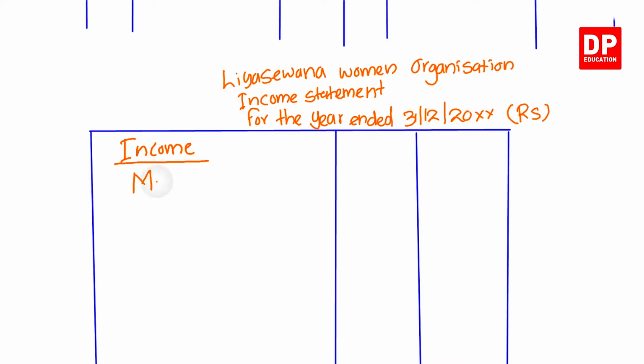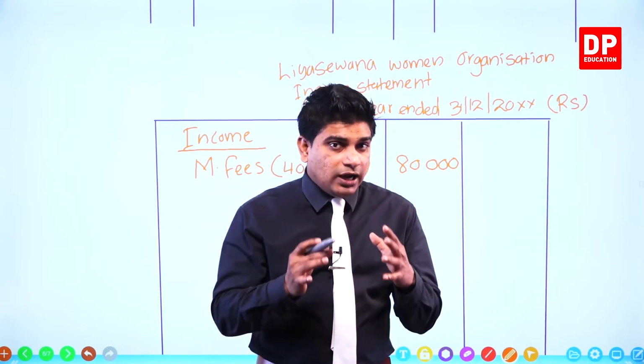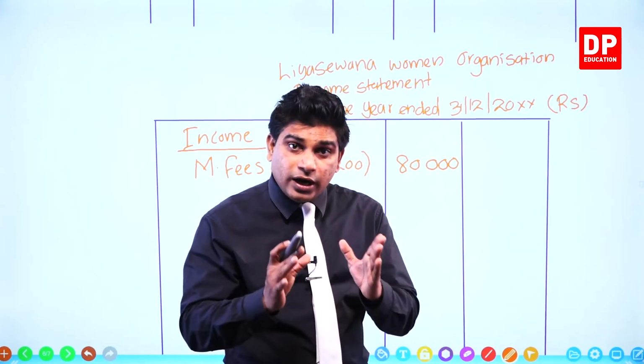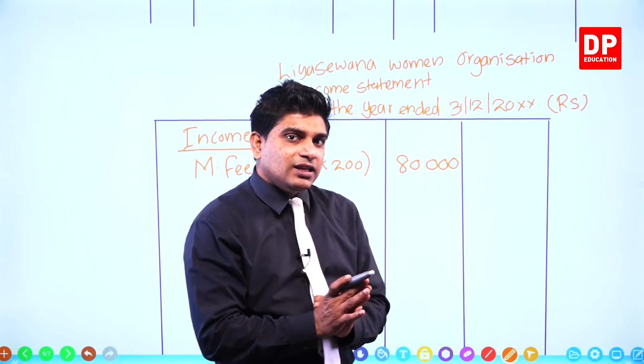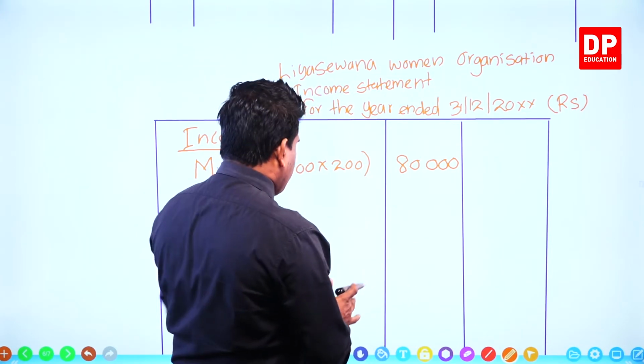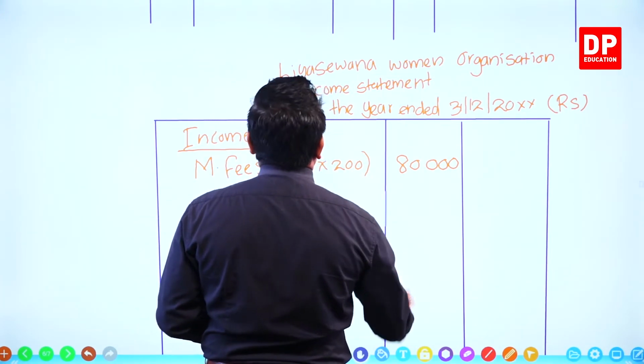Membership fees. 400 into 200. How much? 80,000. It is the total annual membership fees income, right? Okay. But in the question, they have given us how much?